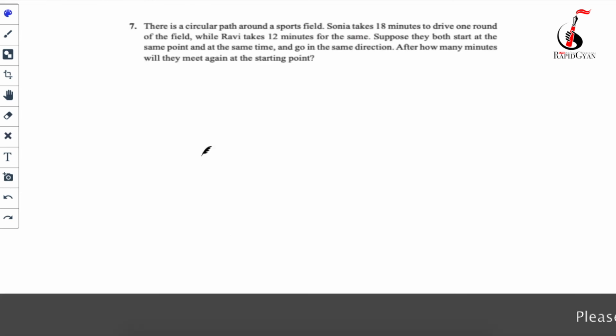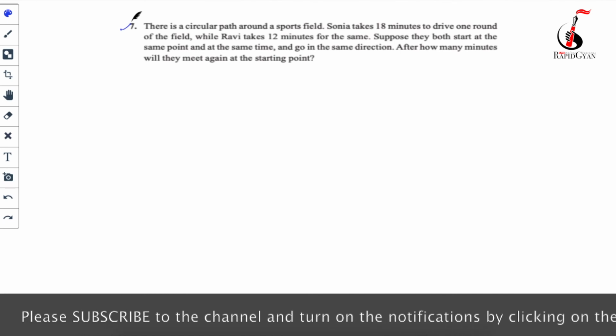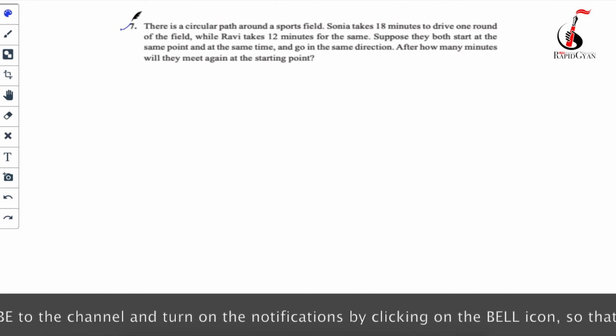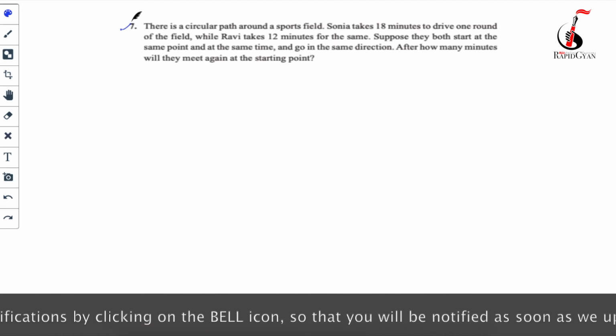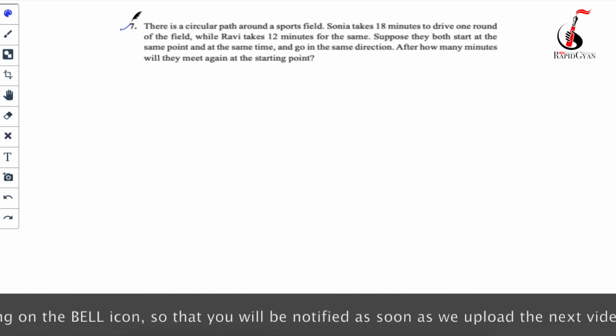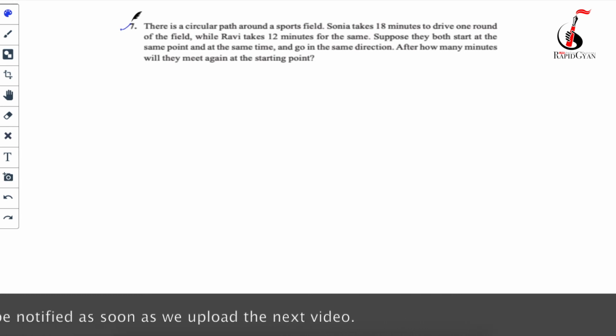Okay, so your question is saying that there is a circular path around a sports field. Fine. Sonia takes 18 minutes to drive one round of the field while Ravi takes 12 minutes for the same. Suppose they both start at the same point and at the same time and go in the same direction. After how many minutes will they meet again at the starting point?